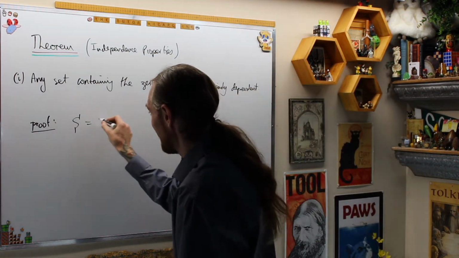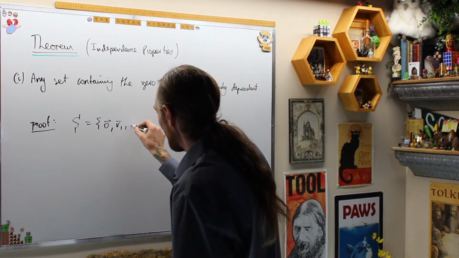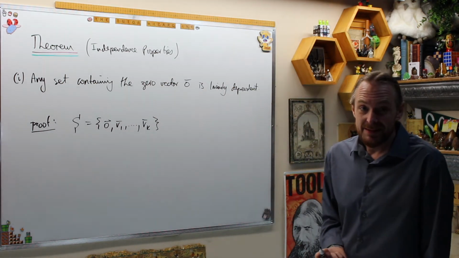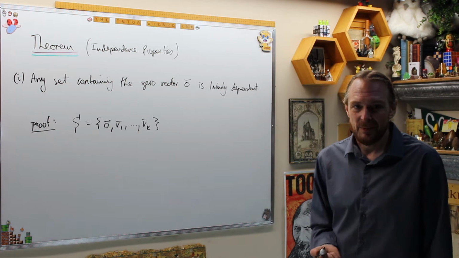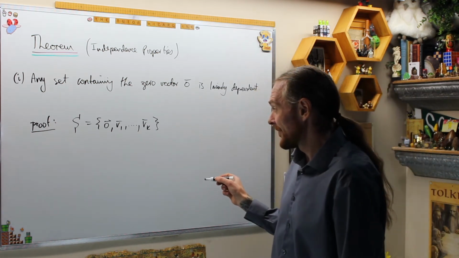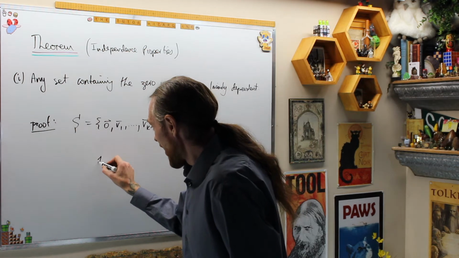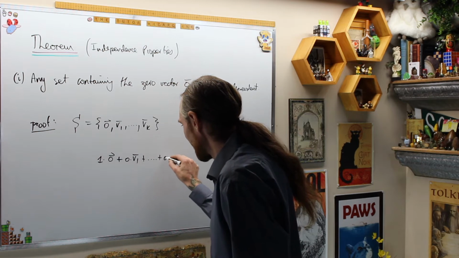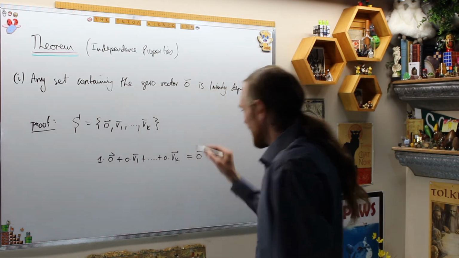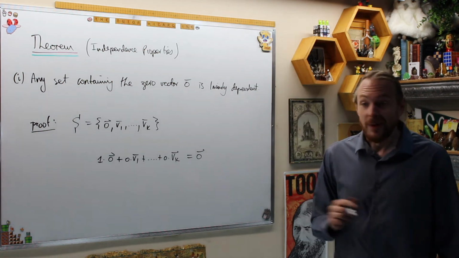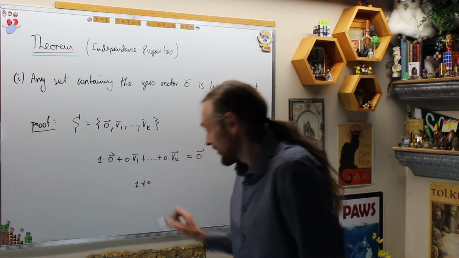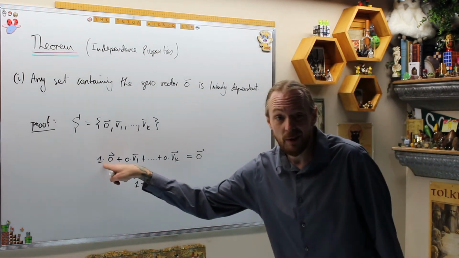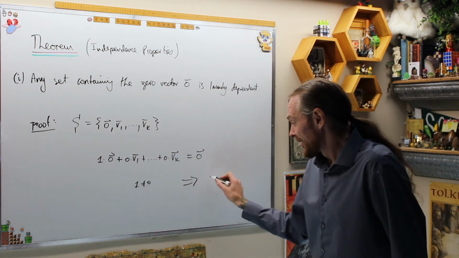So there's S, some set. Let's just suppose 0's in there, and then we have a bunch of other guys. So I've thrown 0 into this set of vectors. As soon as it's in there, why does that make it dependent? Well, first of all, I'm going to cleverly write 1 times 0 plus 0 times v1 plus dot dot dot plus 0 times vk, and that equals the 0 vector. And 1 does not equal 0. So this says I have a linear combination of these vectors which equals the 0 vector, but at least one of the coefficients is not 0, therefore dependent.